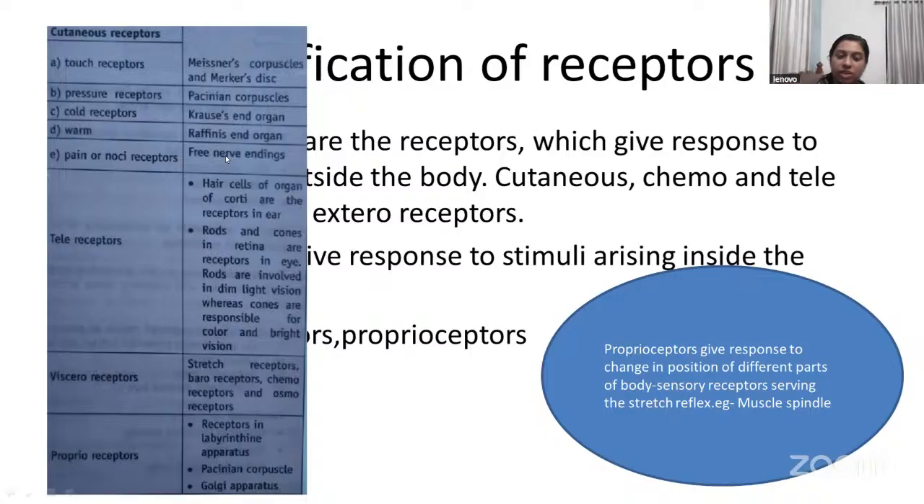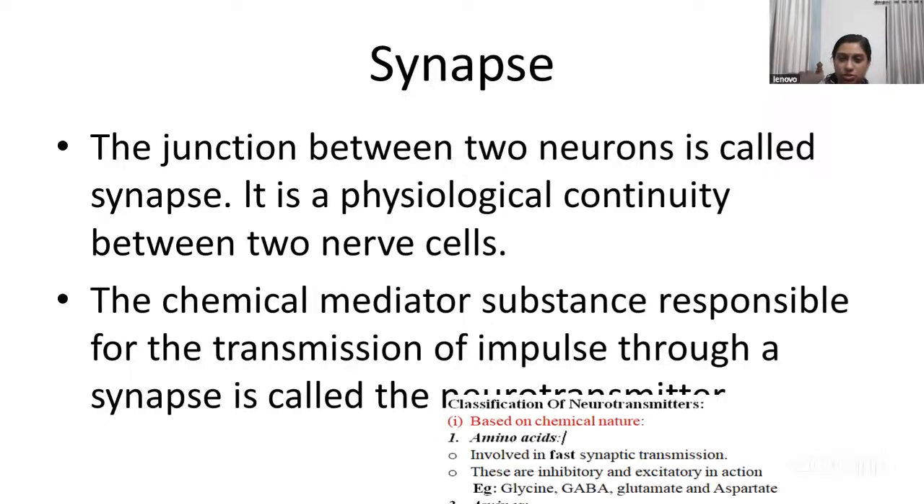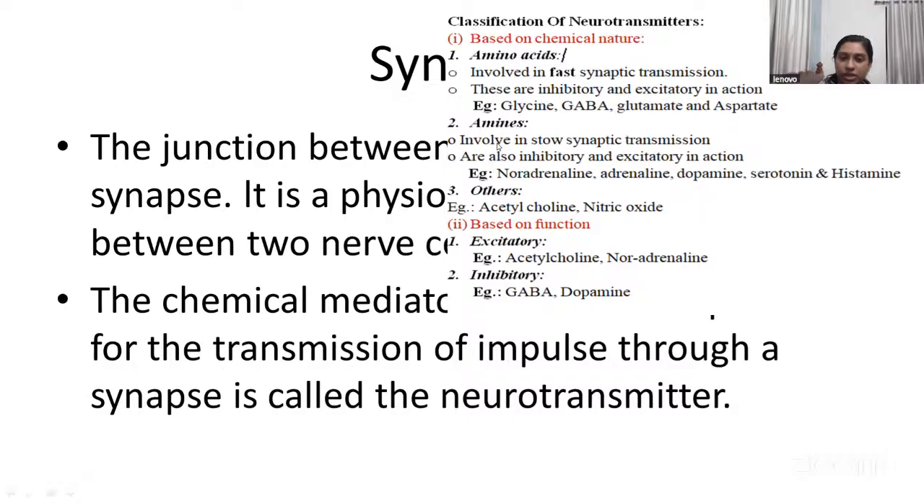Okay, these are proprioceptors. Now, what is a synapse? The junction between two neurons is called a synapse. So it is a physiological continuity between two nerve cells. Nerve conduction, the transmission of impulses from one neuron to the next neuron, is by means of the synapse. The chemical mediator substance responsible for the transmission of impulses through a synapse is called a neurotransmitter. There are different types of neurotransmitters also, so this is very important.